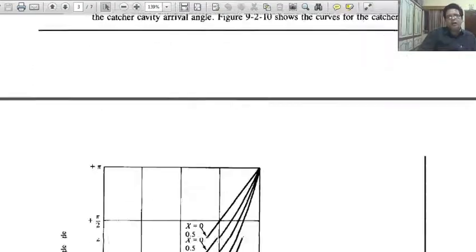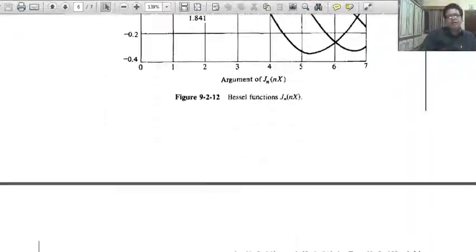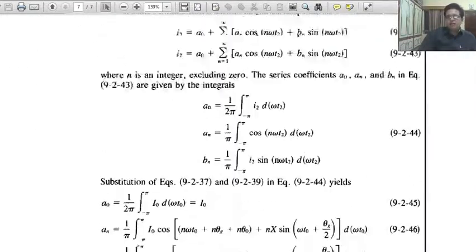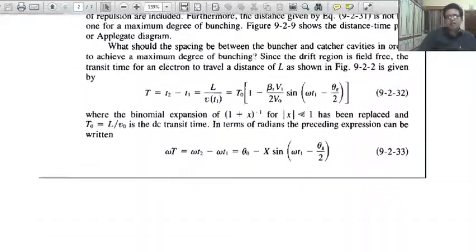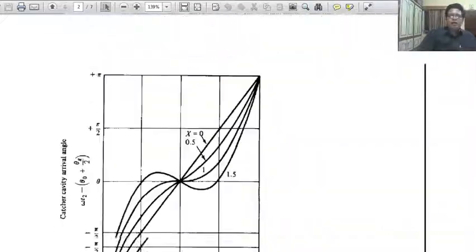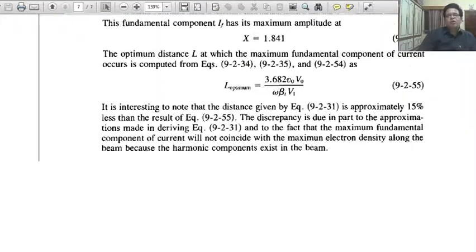Okay, and here we see that this expression is given by 3.682. So the difference is that in 31 there is pi, and the remaining terms are the same. The difference is only that here it is pi, and in this expression you have the value 3.682. This is the difference. That means L optimum is 15% more.